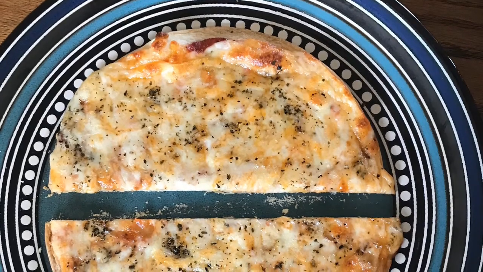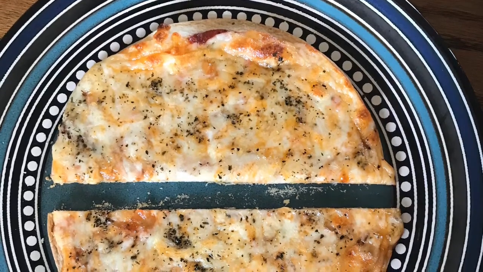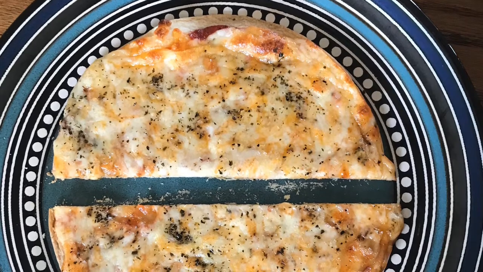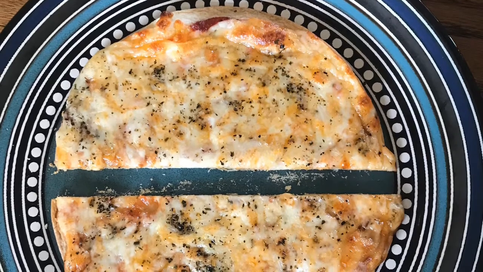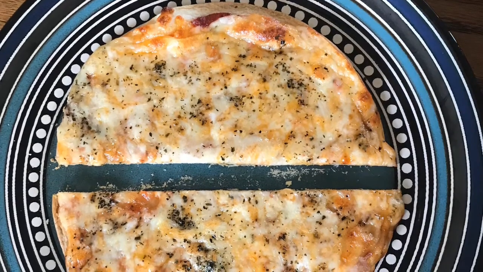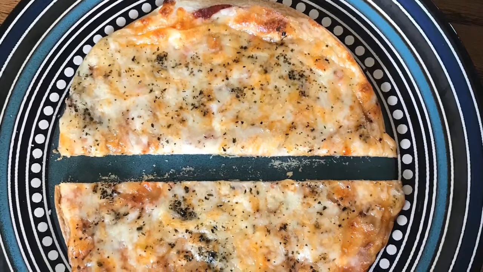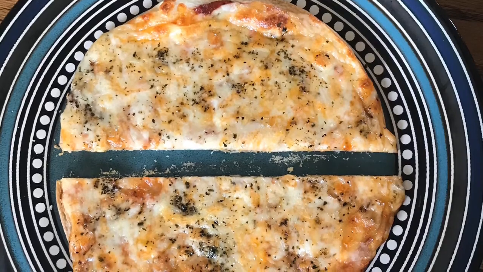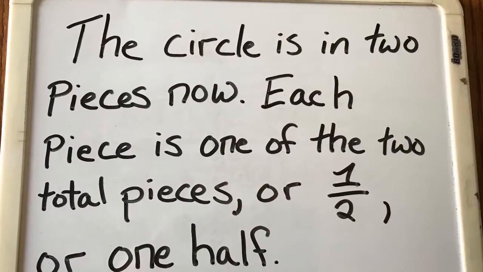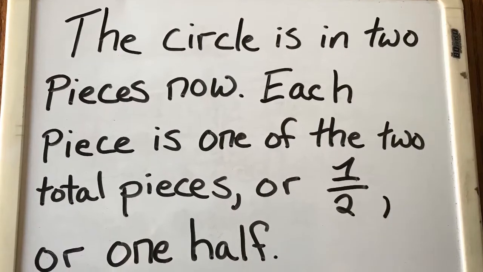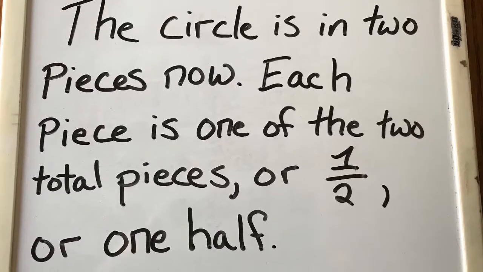Now, that whole circle is cut into 2 pieces. Each of those pieces is one part of that one whole. If we're going to name the fractional unit of one of those pieces, your numerator is going to be, how many pieces are we naming? We're naming 1. And then your denominator is, how many pieces does it take to make one whole? It takes 2 of those pieces put together to make one whole.